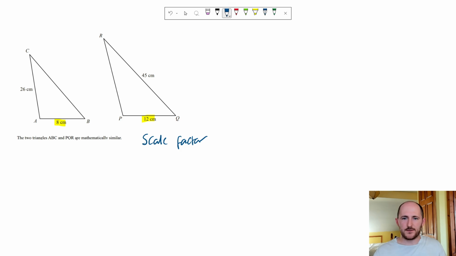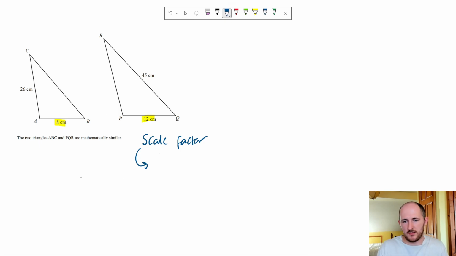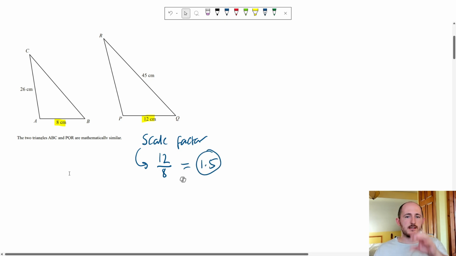All you need is for one of those pairs of sides to have both of the numbers, and then you can work out the scale factor by simply dividing the numbers by each other. So we can do 12 divided by 8, which is 1.5. So in other words, to go from the smaller triangle to the bigger triangle, we times by 1.5. To go from the bigger triangle to the smaller triangle, we divide by 1.5.